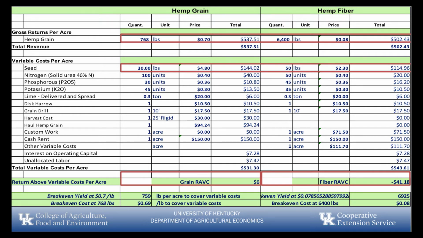A couple other things. On the fiber side, I'm estimating somewhere around a $41 loss per acre, okay, and that's kind of what I would expect. And I think as we get better breeding programs and domestic seed comes into production, as we get a better understanding of how many pounds per acre of seed we need, some of this is going to correct itself, and we're going to get back to a better number here. On the grain side of things, I'm looking at about a $6 per acre return above variable cost, so fairly above break even. Okay.